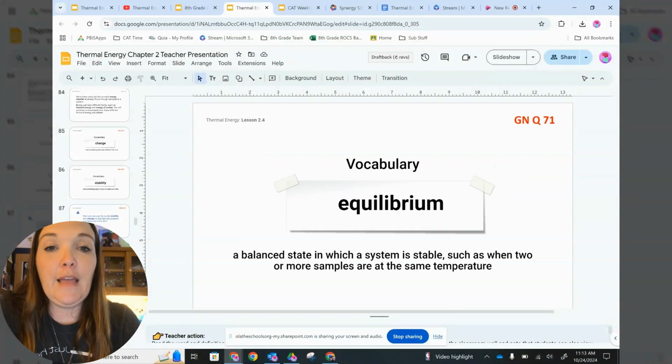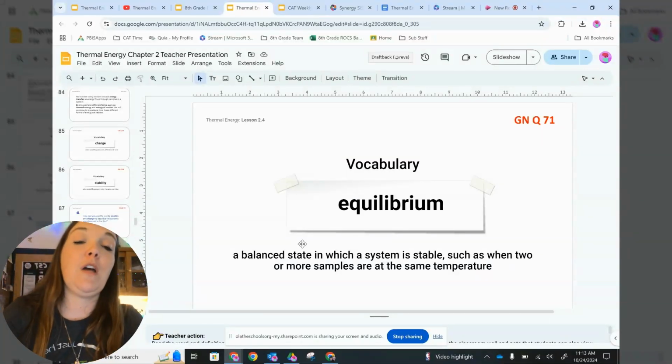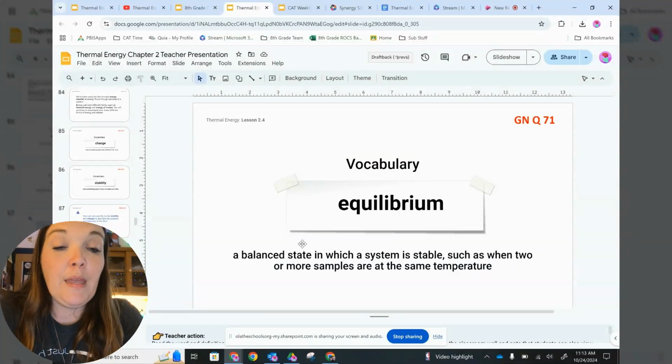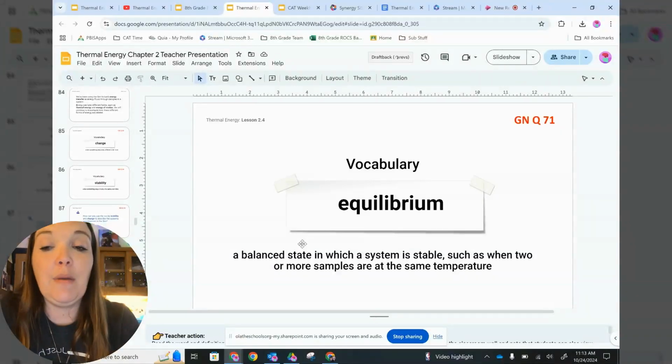And then finally, a big vocabulary word that we'll be talking a lot about is equilibrium. Equilibrium is a balanced state in which a system is stable, such as when two or more samples are at the same temperature. Get that down, and we will stop there today.